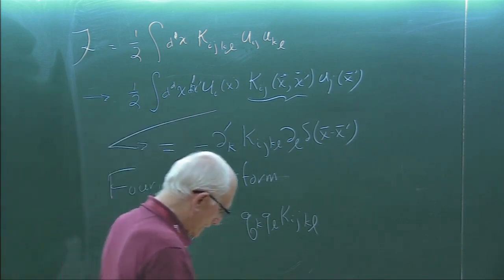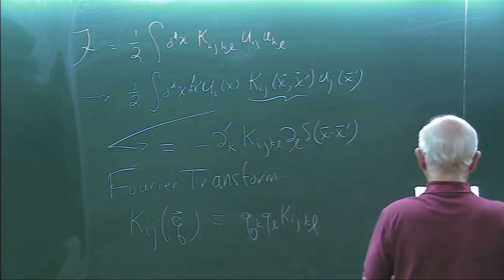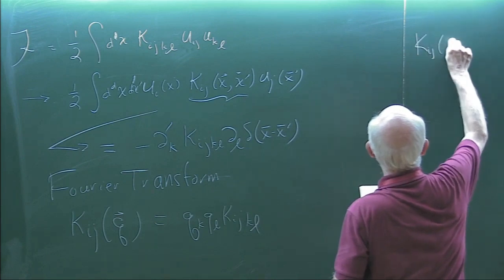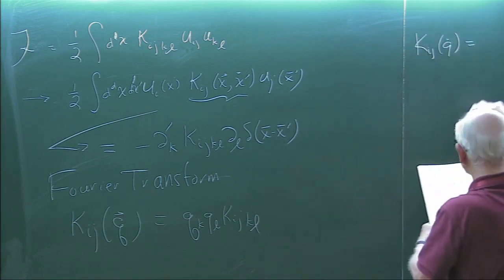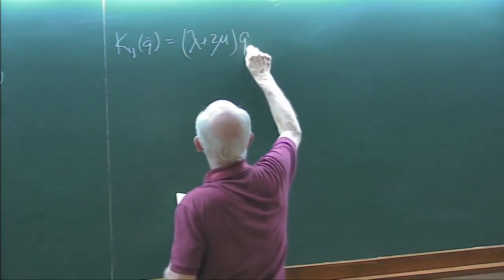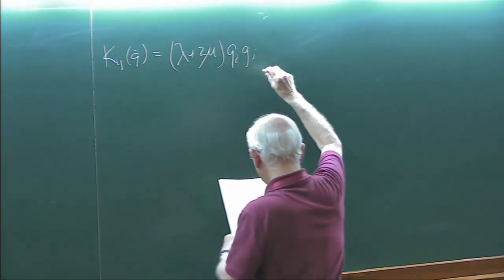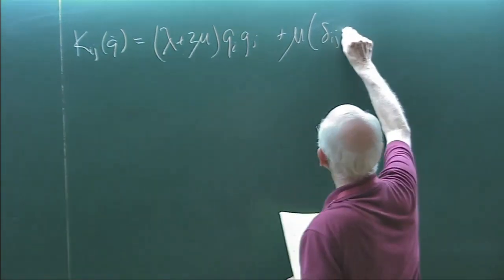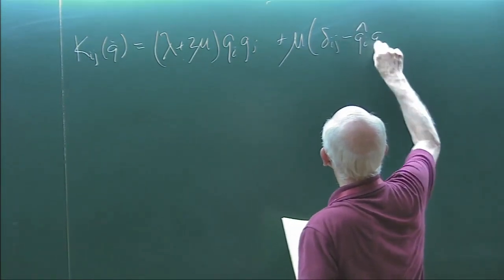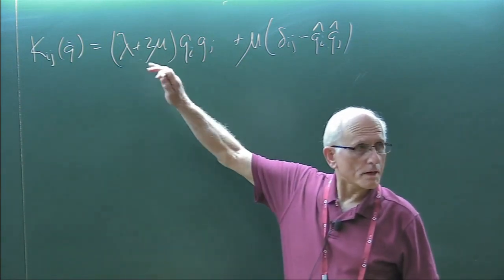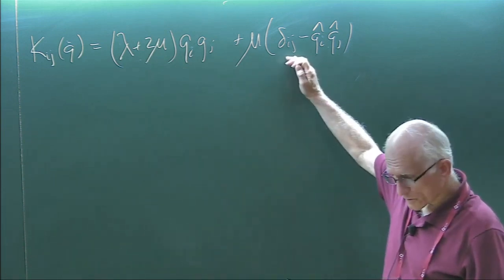So in the simple isotropic case, what that gives us is that A_ij of q is equal to lambda plus 2 mu times q_i q_j, plus mu times the projection operator onto the directions perpendicular to q. So here we have a part that's longitudinal, parallel to q, and a part that's perpendicular to q.